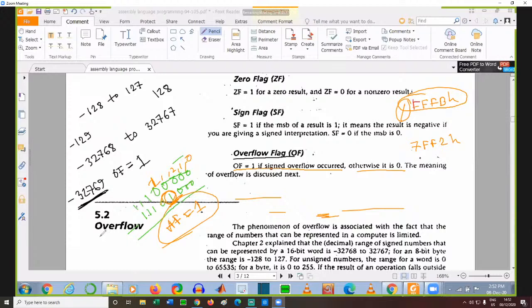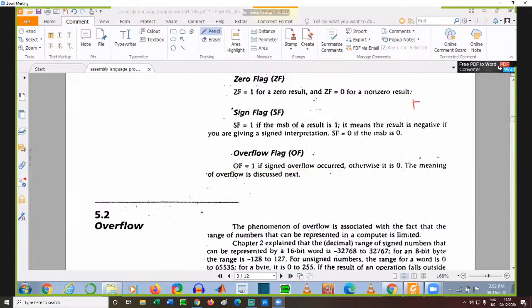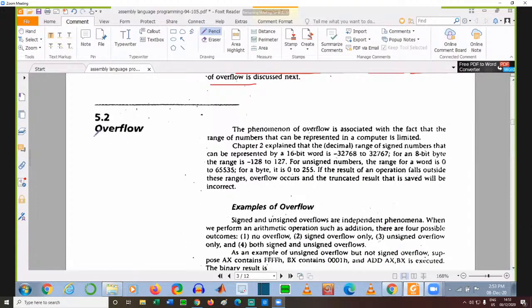That is the discussion, but it is not that simple. So let's look at the book and see how they discuss this overflow concept. They only say that OF equals 1 if signed overflow occurs, otherwise 0, and that the meaning of overflow is discussed next. So let's see the section on the concept of overflow.